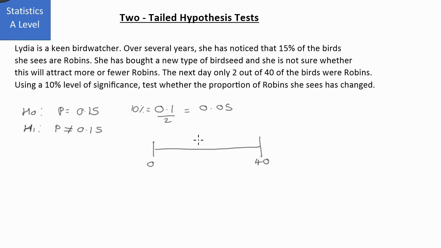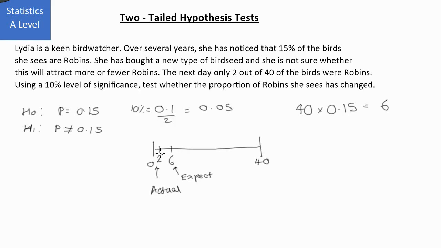Now, let's work out how many robins we would expect to see if this is true. So we have 40 birds, 15% of them are robins. Let's see how many that would be. You can type this into your calculator, maybe you can do that in your head. It should be 6. So you expect to see 6 robins. However, on the next day, she only sees 2 robins. So down here is the actual.